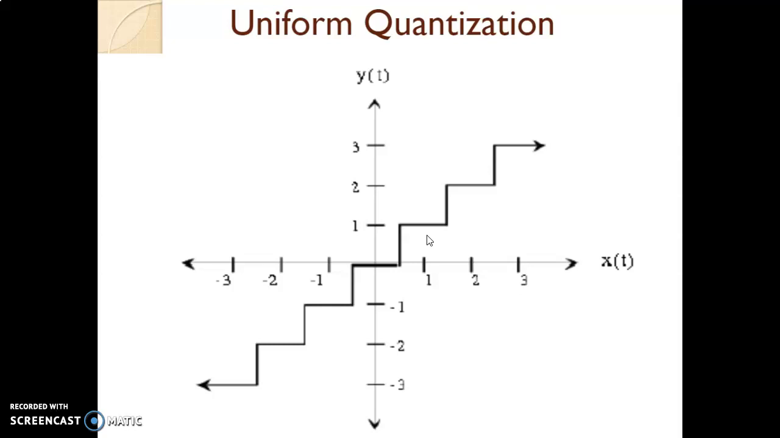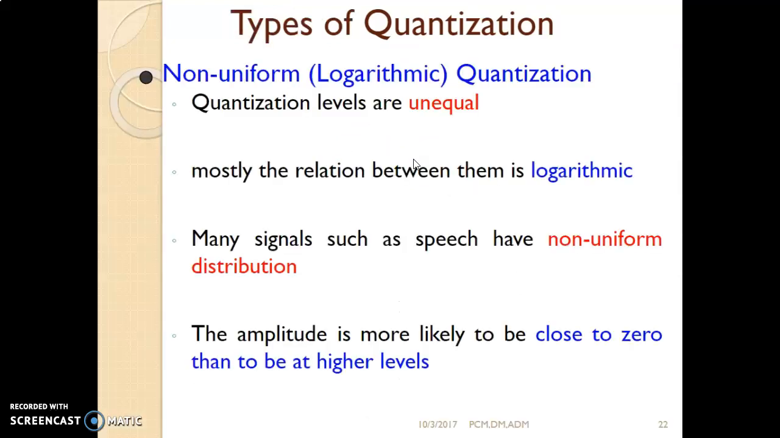For example, if we consider speech signal, it is a continuously varying signal. So if we go for uniform quantization, then it will have large quantization error, and therefore we are going for the second type, which is called non-uniform quantization, also called non-linear or logarithmic quantization, wherein the quantization levels are unequal, and mostly the relationship between the quantization levels is logarithmic.